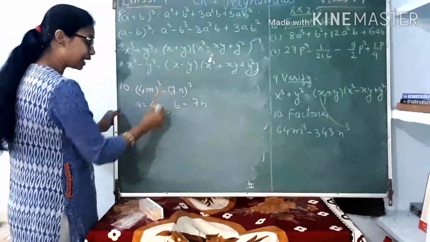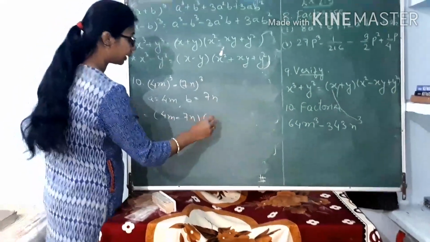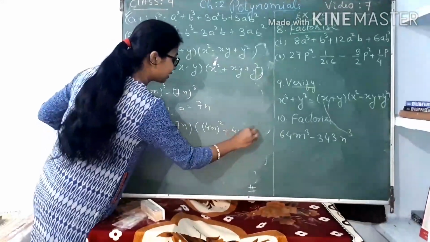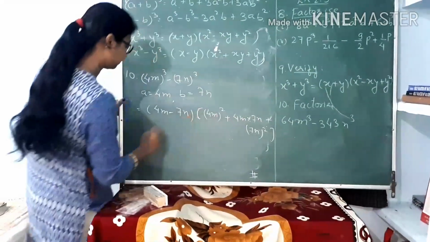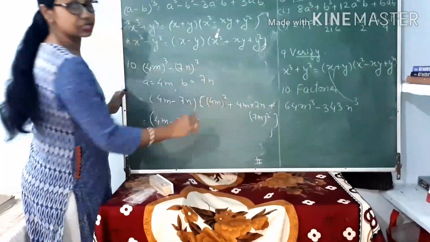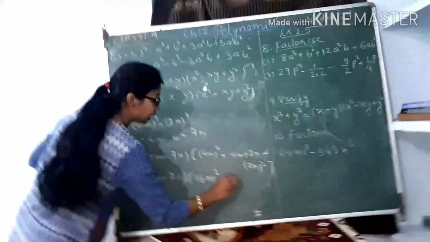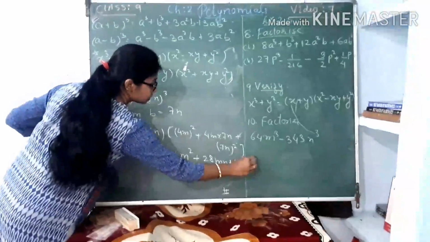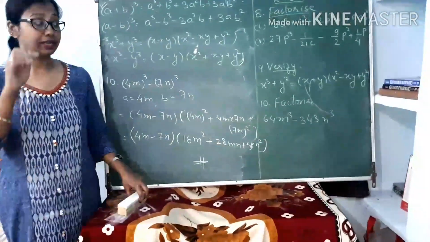So in the first bracket a minus b, 4m minus 7n, and in the second bracket 4m square plus 4m into 7n plus 7n whole square. Solve this and rewrite. 4m minus 7n, 4m square gives you 16m square plus 28mn, and the last term is 49n square. So this is your solution for question number 10.